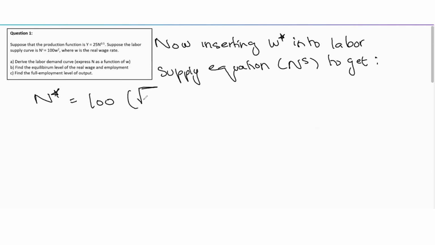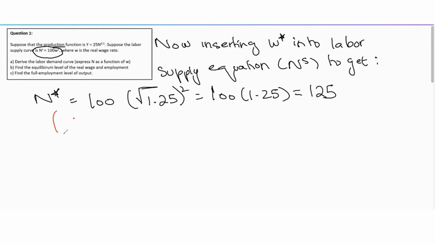We found W star is the square root of 1.25, and we have plugged it into this equation of the labor supply curve, 100 times W squared, where W is the square root of 1.25. So this just becomes simply 100 into 1.25, because the square and square root cancel each other. So the equilibrium level of employment is 125. We found the equilibrium level of employment by plugging the equilibrium real wage into labor supply.